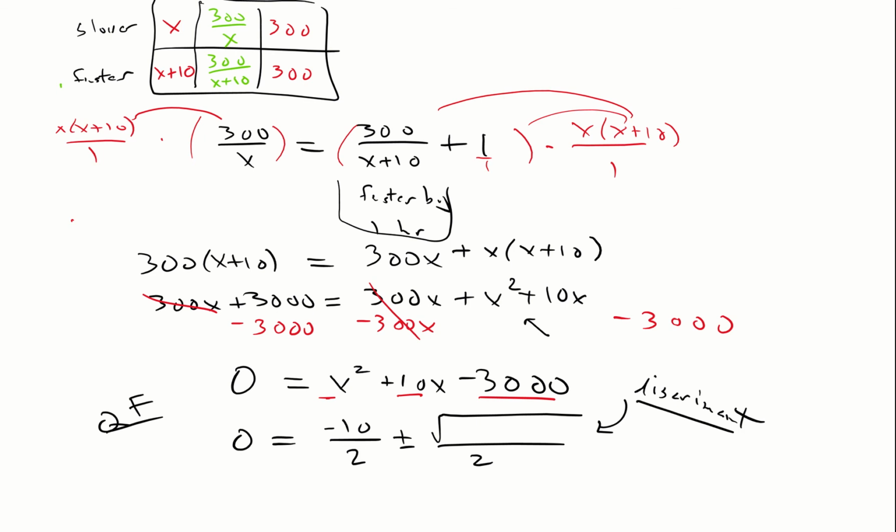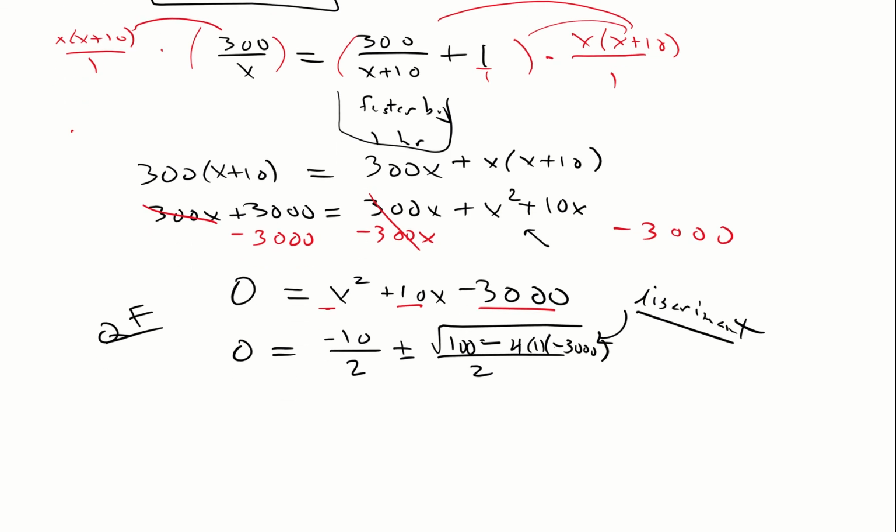So we take the square of b, which is 100, and then minus 4 times a, which is 1, and then watch, negative 3,000. So in this problem, when I used the calculator, the whole thing under the radical became plus or minus 55.